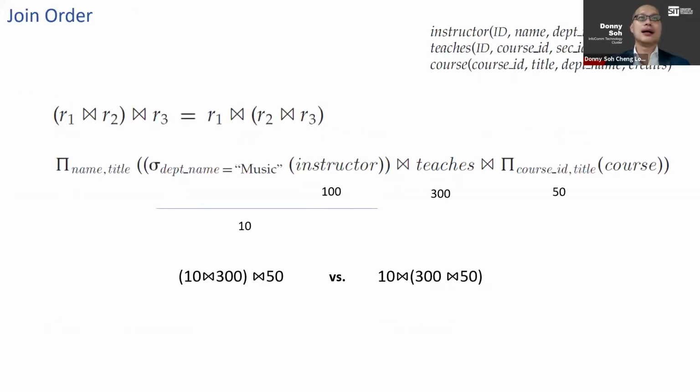And subsequently, we looked into the join order. It means that depending on the join order, the size of the intermediate results is going to be a little bit different. And so ultimately, we want to ensure that the intermediate results are as small as possible, so that the resources used will be less.